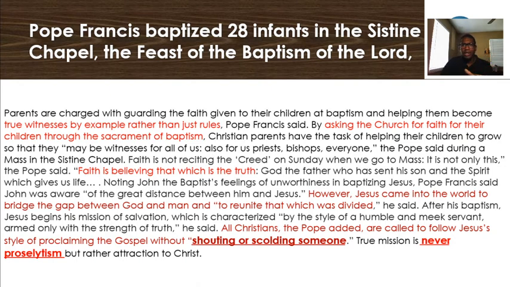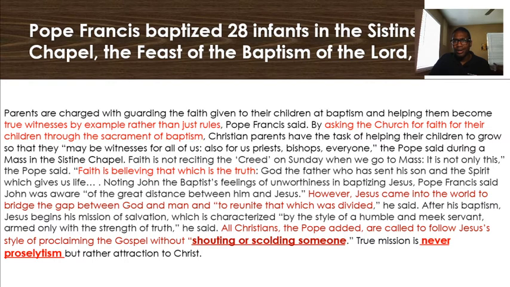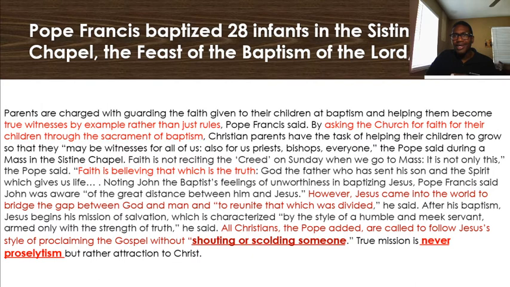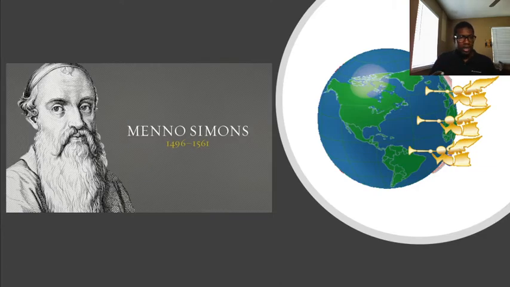This is what actually happened in the time of the Dark Ages. There was a man. He was a Catholic man. His name was Menno Simon. Here it is. Menno Simon.